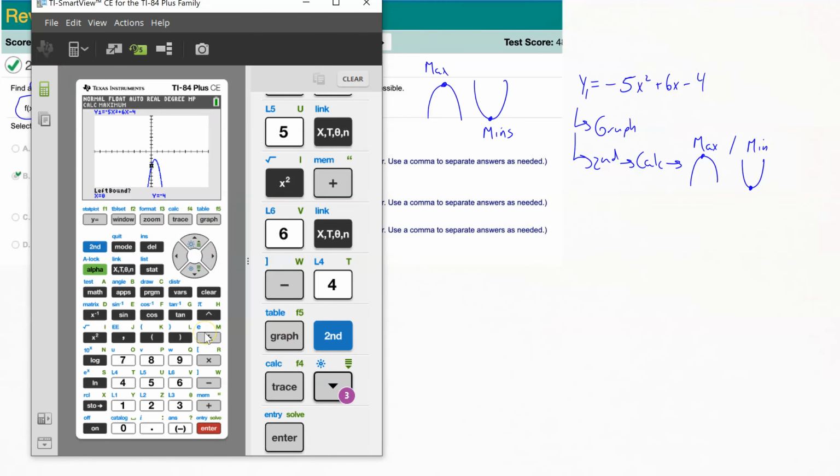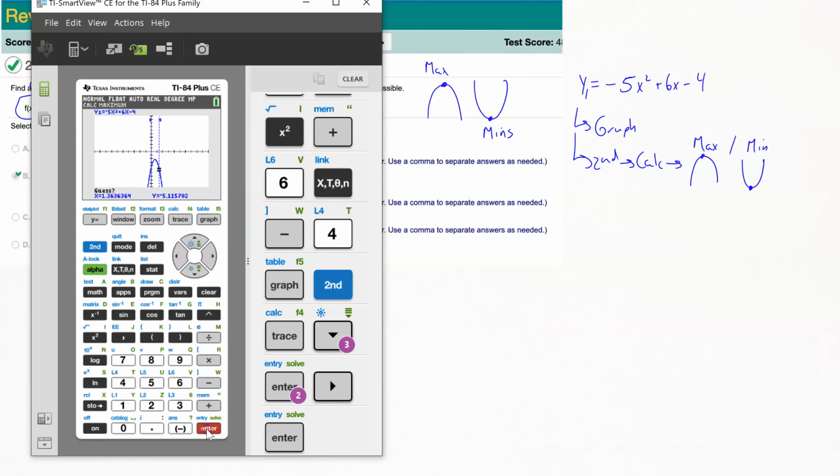It'll ask us a series of 3 questions. The first 2 are the ones we care about. First, it wants us to find a point to the left of wherever the max is, and we are to the left, so we hit enter. Then it wants us to find a point to the right of where we think the max is, so we scroll to the right and hit enter. And then the guess, we don't care.